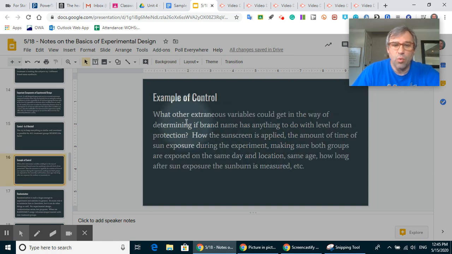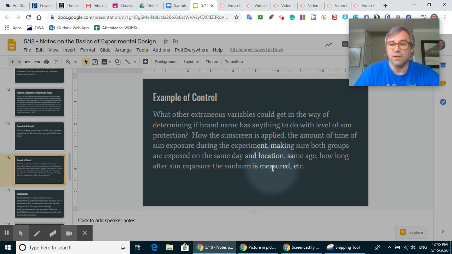All right. So what are some other extraneous variables that would get in the way of determining if brand name has anything to do with the level of sun protection? We're measuring it with those skin pigmentation levels. Well, obviously how the sunscreen is applied, the amount of time of sun exposure. Both groups, you would want to make sure they're exposed on the same day and same location. You want to make sure that they're roughly the same age. You want to make sure they get the same amount of sun exposure. You want to make sure you're measuring the sunburn or the skin pigmentation at the same times after they get it. All these things could affect that skin pigmentation level.